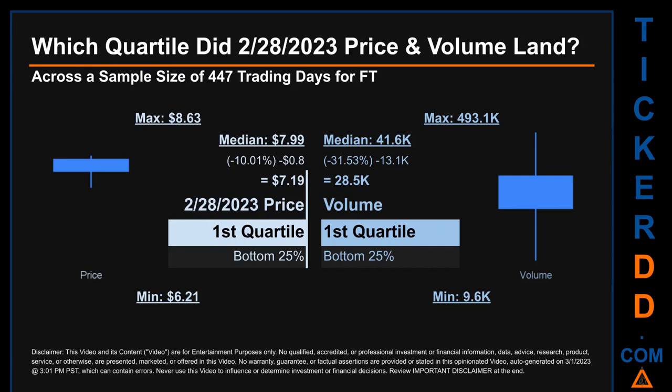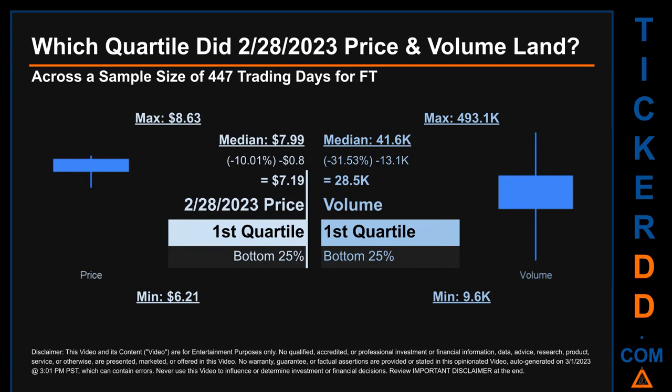Which quartile did February 28, 2023 price and volume land? Across a sample size of 447 trading days, the maximum end-of-day price for FT was $8.63 while the minimum was $6.21. Within that price range, February 28, 2023 price, of $7.19, landed within the first quartile, meaning it was within the bottom 25% of all sampled end-of-day prices.